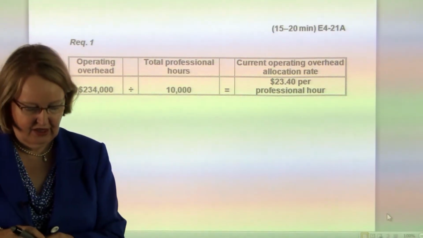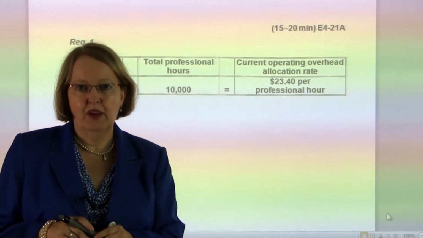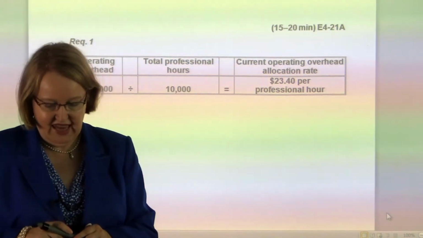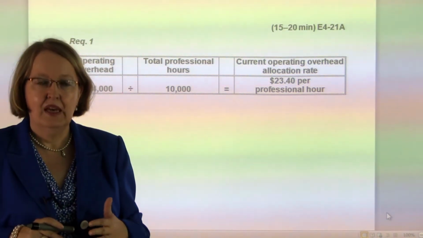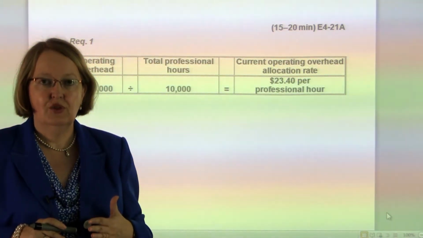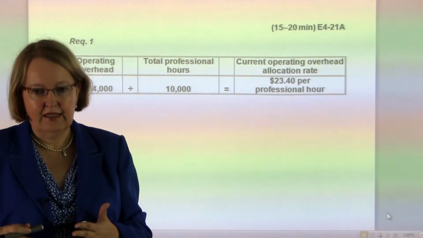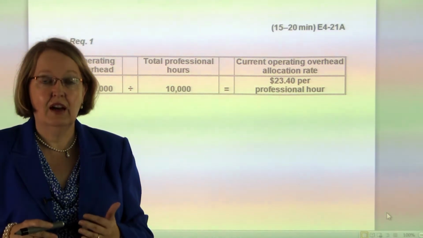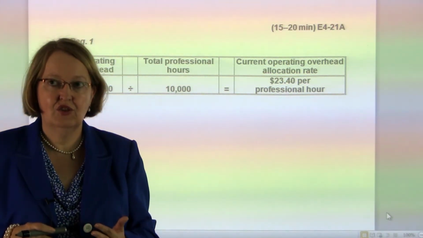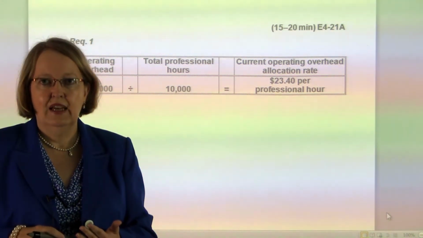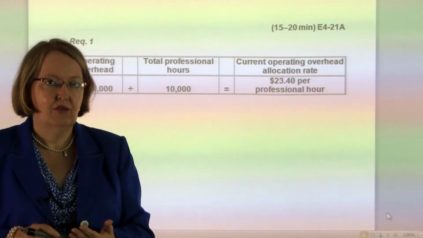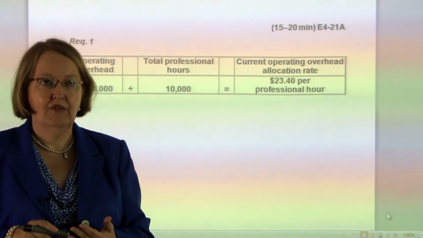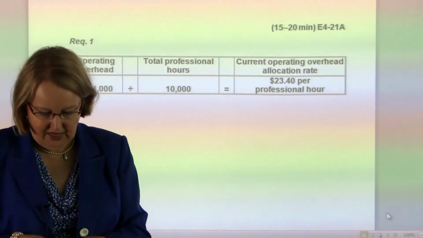Okay, we are now going to look at problem 4-21, and in this problem it's an architectural firm assigning cost to the various clients, and this is a very common practice in the service industry. For example, you would track your time if you're working in an accounting firm to bill your clients. You do the same thing if you're in a law firm, and so on.